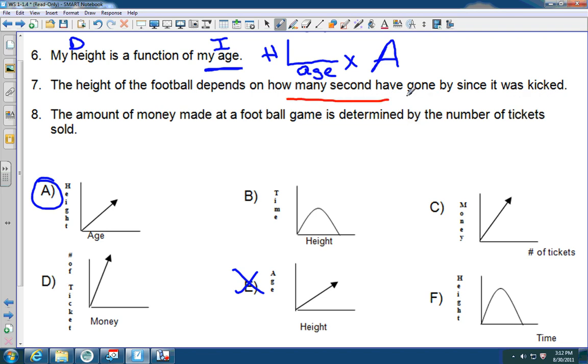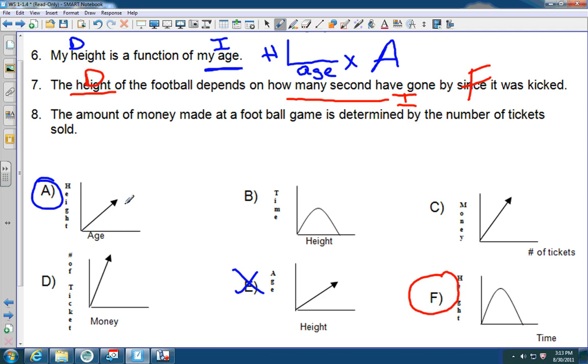There's that time. That's going to be the independent. That's going to go down on the x-axis, and the height is the dependent. So I'm looking for something that has time on the x-axis. Well, here it is, the time and the height. See, because at first you kick it, it goes up, and it comes back down. So this answer would be letter F.